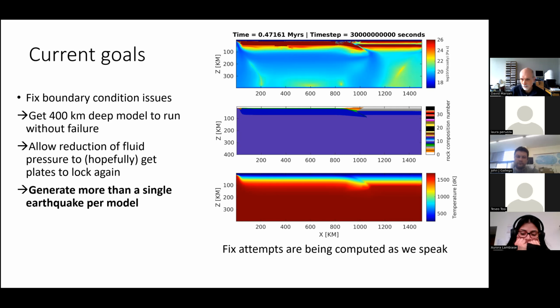And that's why we have decided to, for now, stay with the subduction setup, because if the subduction doesn't properly work, the collision will definitely not work properly. Right. Okay.